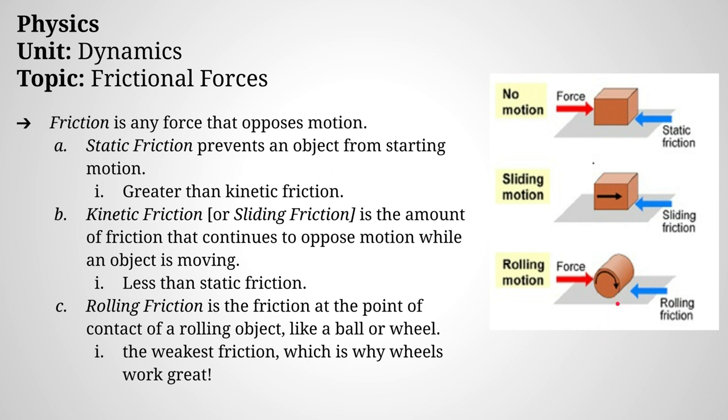Another type of friction we could think about is how a tire or a wheel works so well, because you only have one point touching the floor at any one time, and that's called rolling friction. It's at the point of contact of a rolling object like a ball or a wheel, and it tends to be the lowest friction, which is why wheels are awesome.